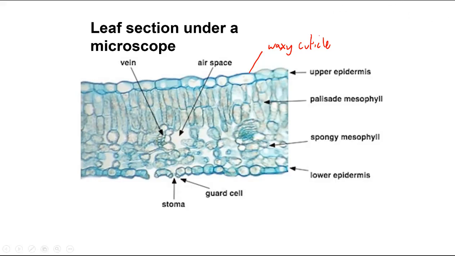We then have the upper epidermis, which protects the leaf, the palisade mesophyll, which is this layer, spongy mesophyll, which is here, the lower epidermis, which is this area, the stomata, which are the little pores, and the guard cells at either side. So there's all our little guard cells. We have a little vein, which will contain some xylem and phloem, and then we've got the little air spaces, which are found in the spongy mesophyll, which allow gases to circulate in the leaf.